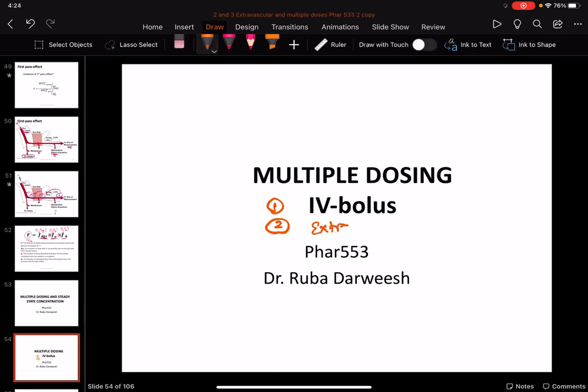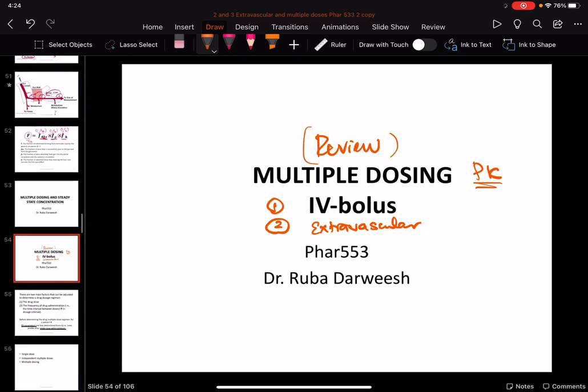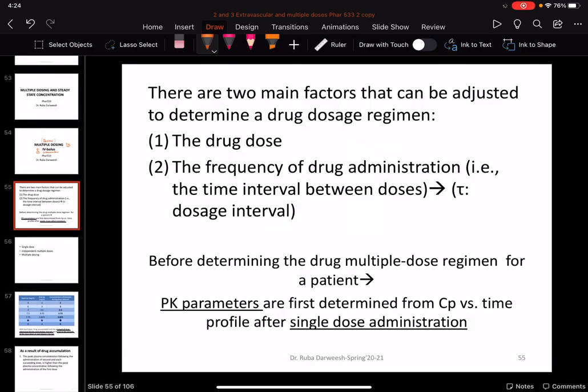Okay, and again, whatever is here in these slides or in this class, it's just only a review of the multiple dosing kinetic for IV bolus and extravascular. Again, when we were talking about a single dose, we were interested mainly in the dose. Then we talked about kinetic, and here we are interested also in the dosing interval, which we call tau.